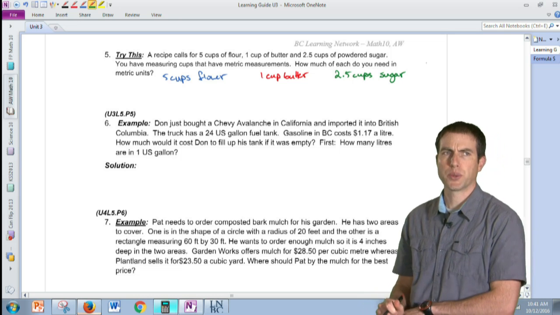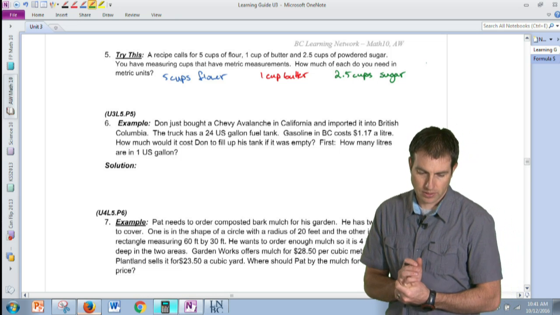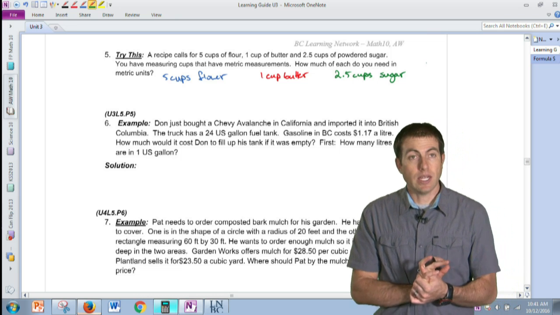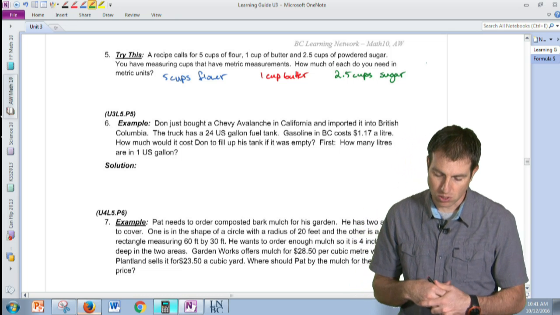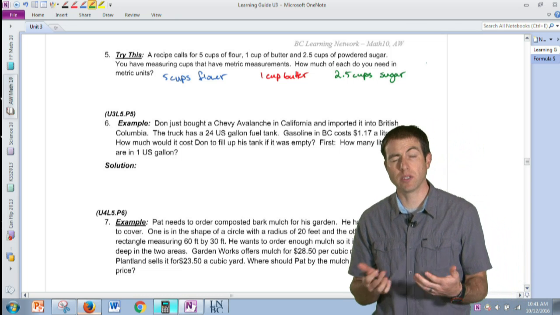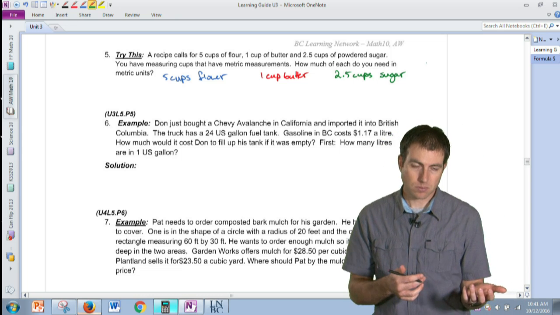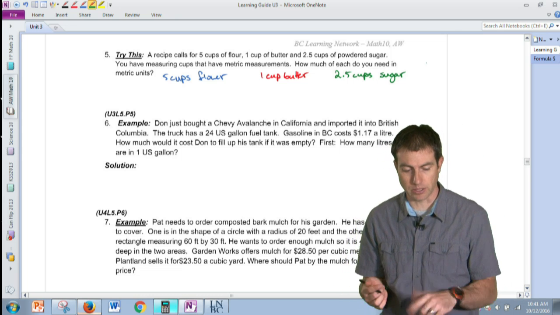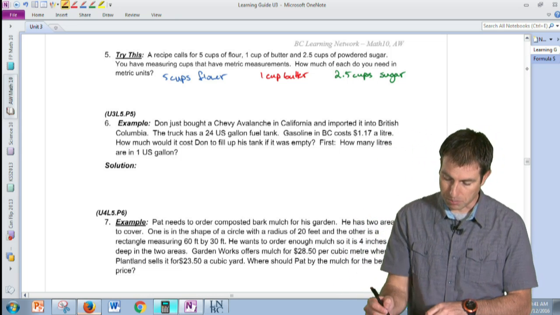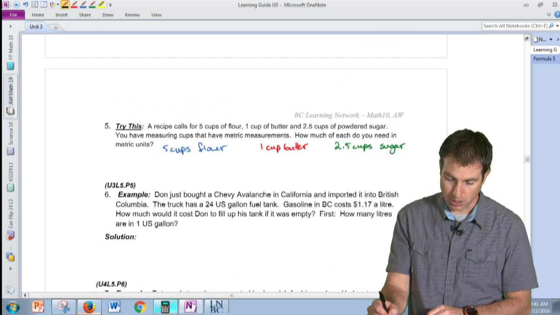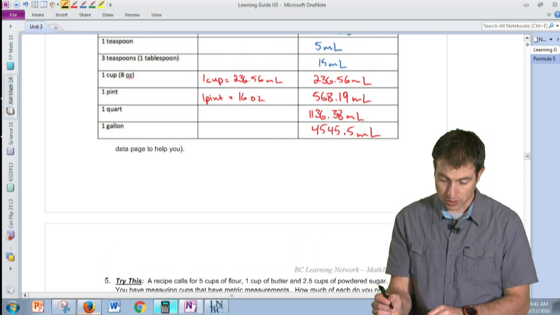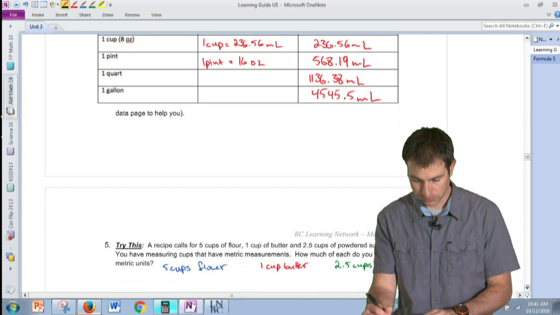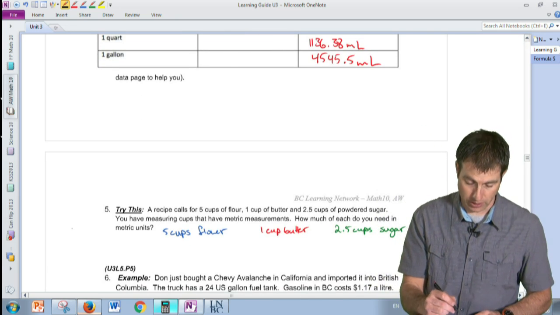All right, so there's kind of 3 parts to the question. Everything that I have in my kitchen only measures in metric. So how much of each of these do you need? What we're going to do is convert from cups into milliliters. If I go to the chart above that we just finished on the previous page, I see that 1 cup is 236.56 mils. And I'm going to write that down here.